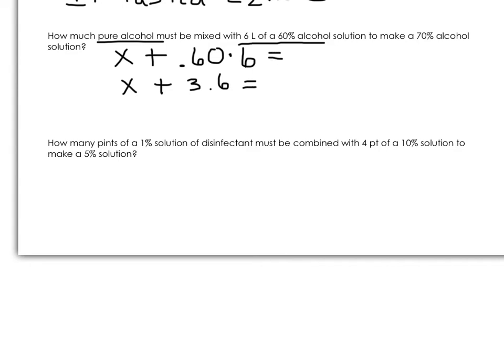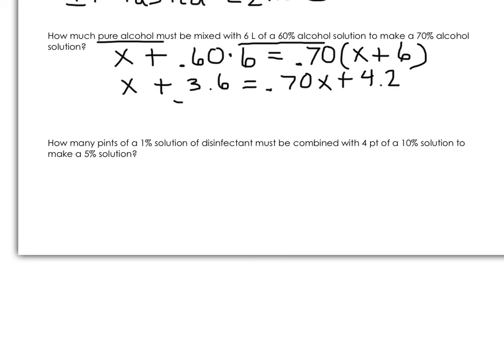So if we mix our pure alcohol with the pure alcohol from our 60% solution, we'll get a solution that is 70% alcohol. Let's figure out how much pure alcohol that is. 70% of how much liquid do we have now? Well, we mixed our pure alcohol plus the 6 liters, so that gives us X plus 6, which will give us 0.70X plus 4.2. This is our equation. We're going to solve for X.